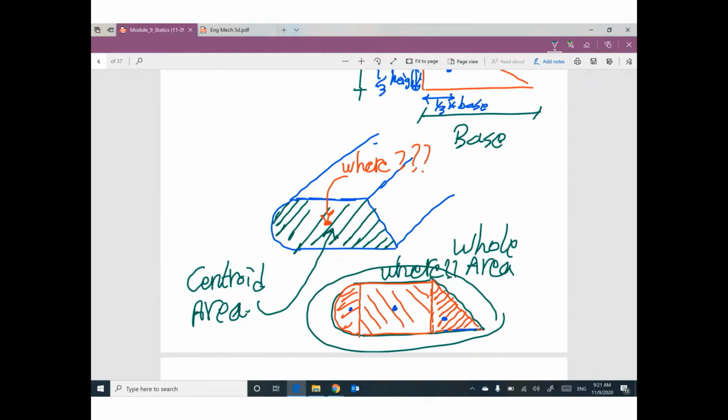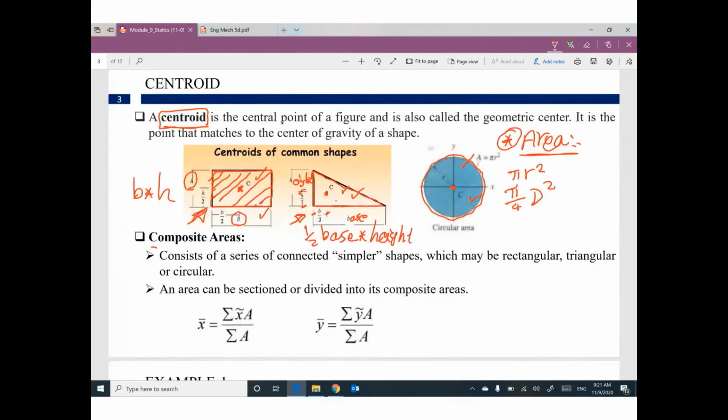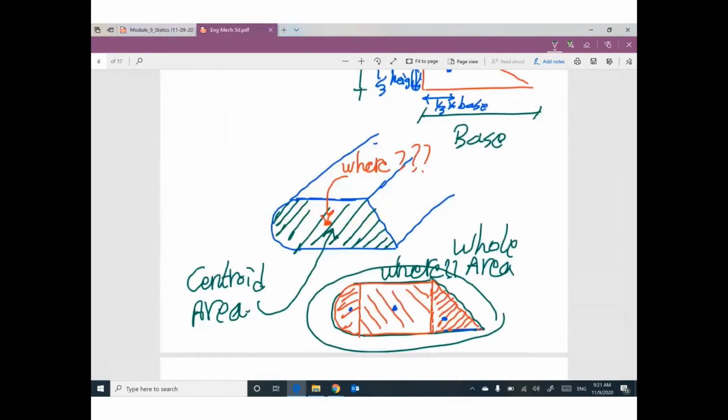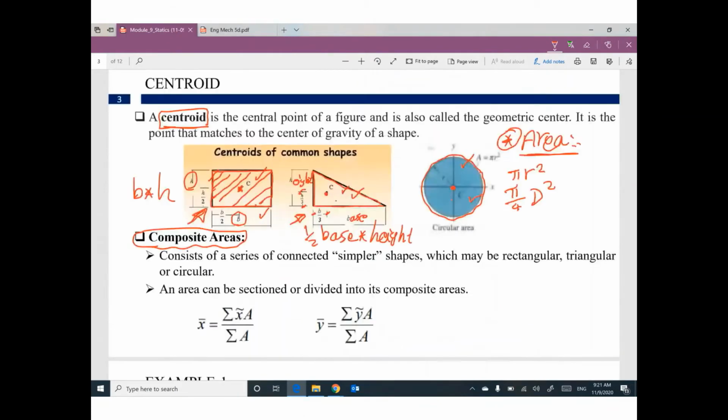If you are looking for a composite area, composite means an area divided into many parts. So we have a composite area, composed of different parts. We will find the centroid x bar and y bar by this expression and this expression: summation of area times x divided by summation of area, and summation of area times y divided by summation of area. This equation and this equation will help you find the centroid.